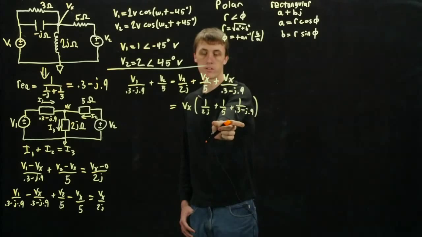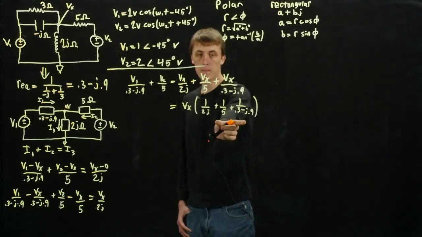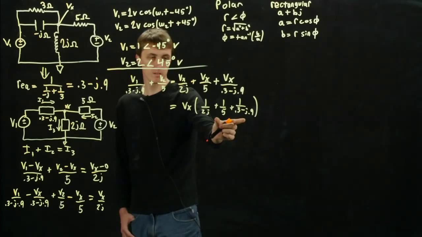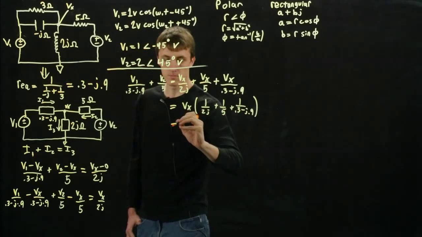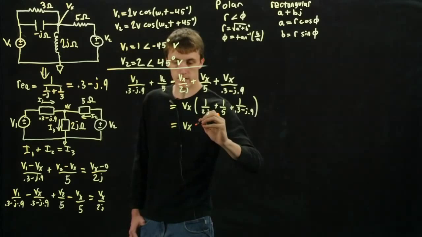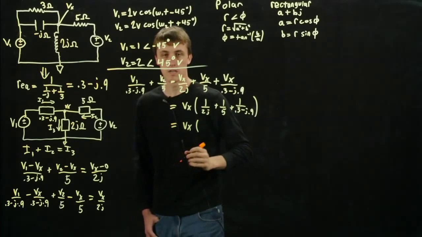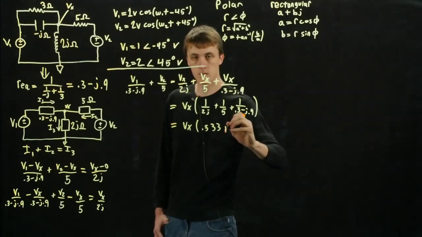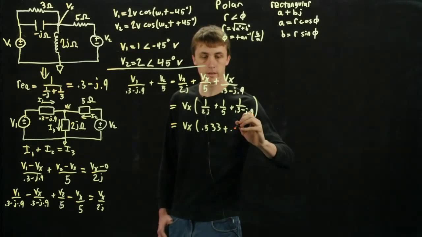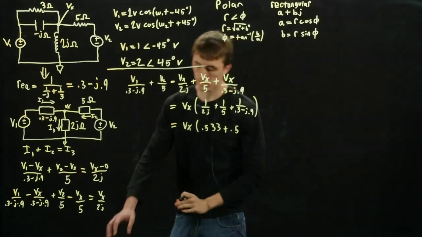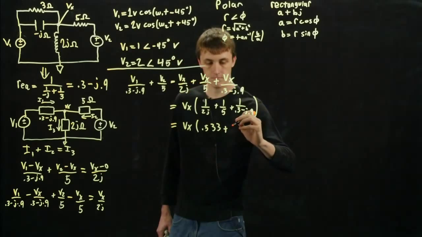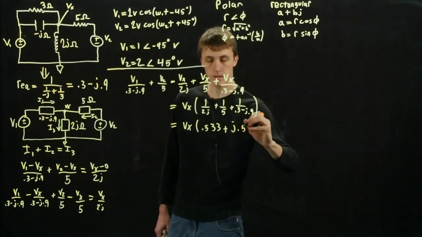And here's where you can just type this straight into your calculator and make sure you're in A plus BI mode. And this will come out to Vx times 0.533 plus, well, I'll keep the j's in front, I'll be consistent, plus j times 0.5.